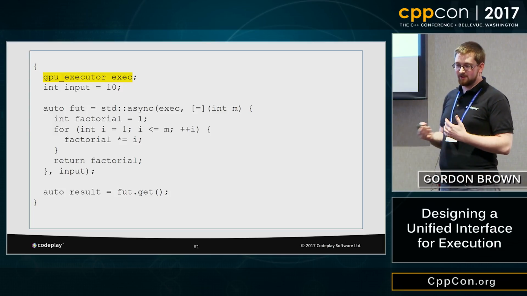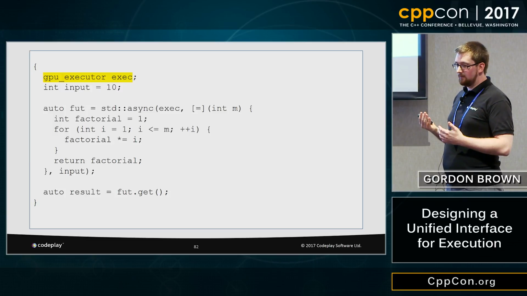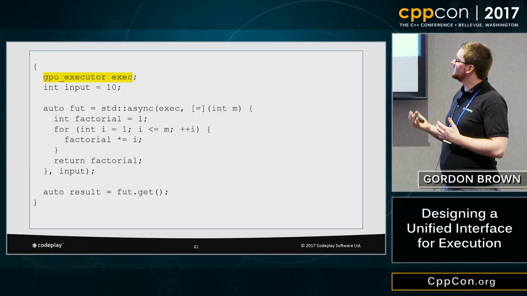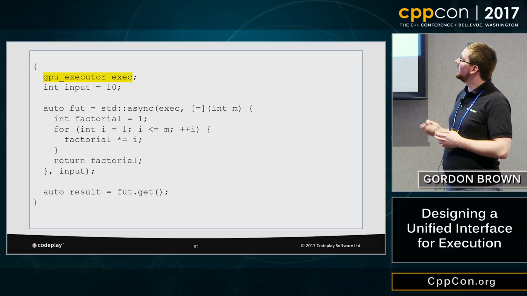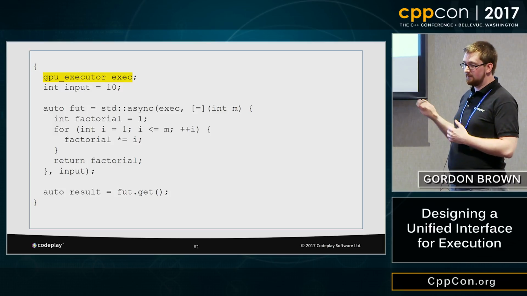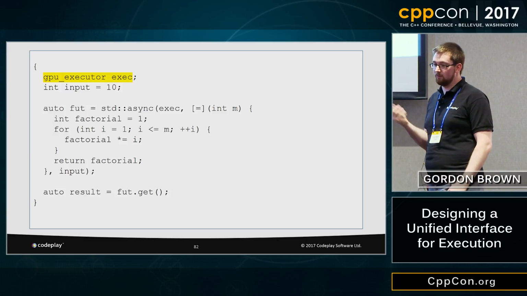In reality, obviously, if you're running something like a GPU, there are other considerations to take into account. There are performance considerations of the way you write your code. There are potential limitations about what you can execute. But from an interface perspective, it's essentially as simple as just changing the executor that you use, and it will then run on that resource.